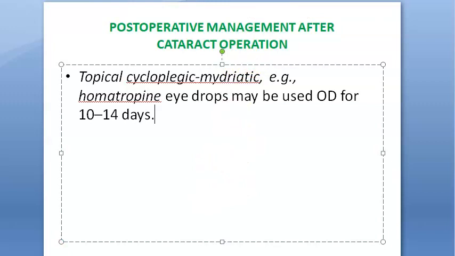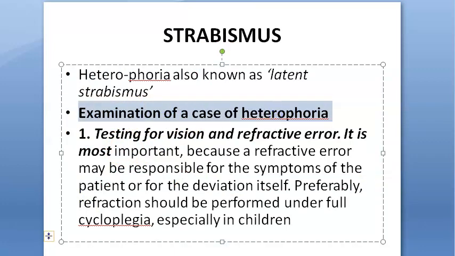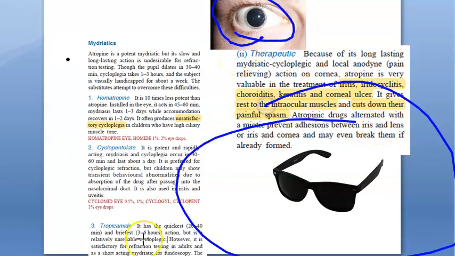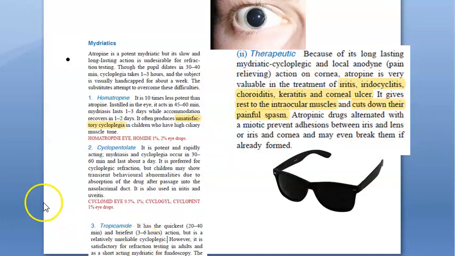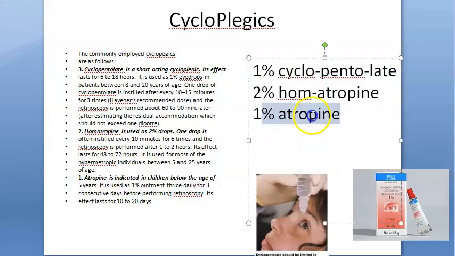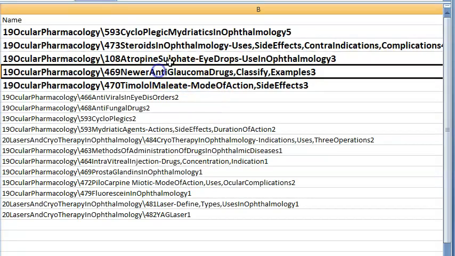Then, if you want to do cycloplegic retinoscopy, you will use this, right? If you want cycloplegia, remember these cause even mydriasis. In examination of heterophoria, they are used for latent strabismus. Remember these dilate the pupil. You actually want to achieve cycloplegia, but you are dilating the pupil, so you have to give dark goggles along with it so that they don't have photophobia. So cycloplegic, atropine, sulfate, both over. Remember atropine is 1%.